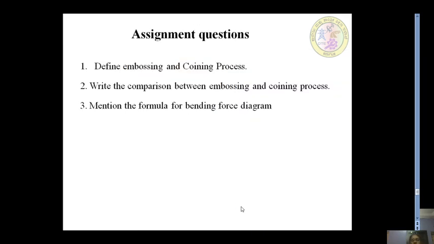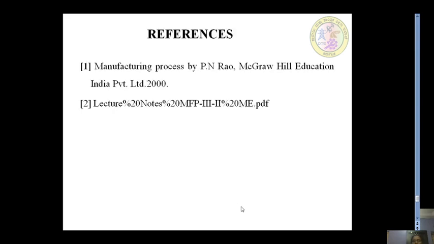Some of the assignment questions are: define embossing and coining process, write the comparison between the embossing and coining process, formula for bending force diagram. The referred books will be Manufacturing Process by P.